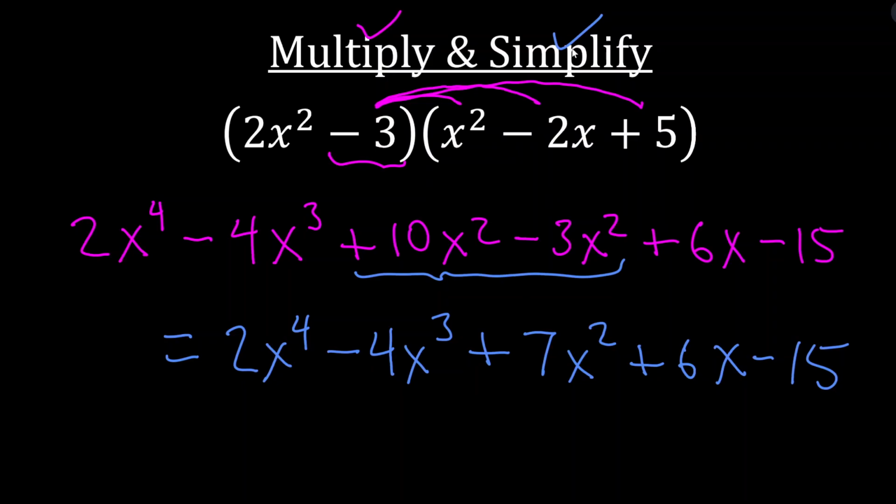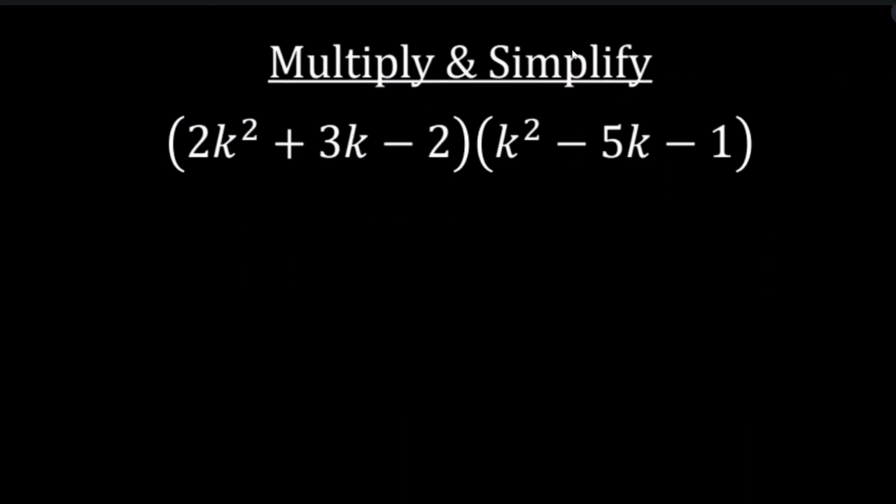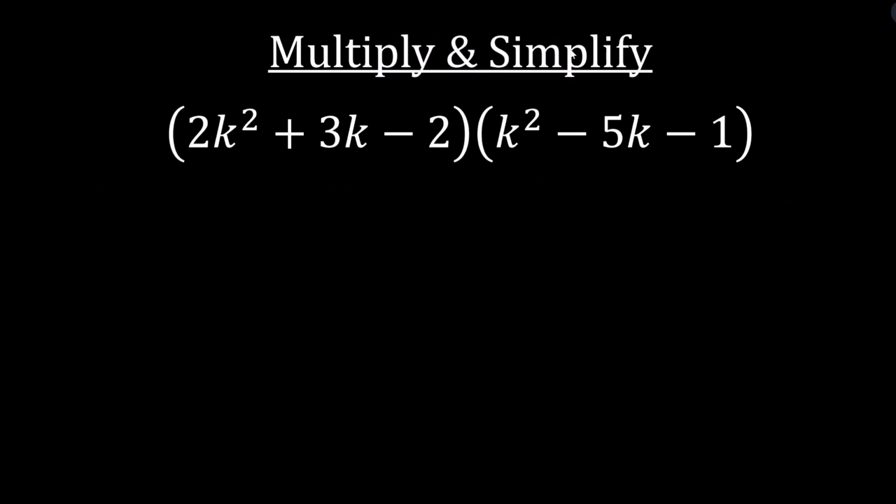Let's move on to our last example here. And this is the point of the video where I encourage you, pause the video, try this on your own. Couple things different. One is that instead of x, we have k. That makes 0 difference, just a different letter, okay? The other thing that does make a difference is this time we have 2 trinomials.